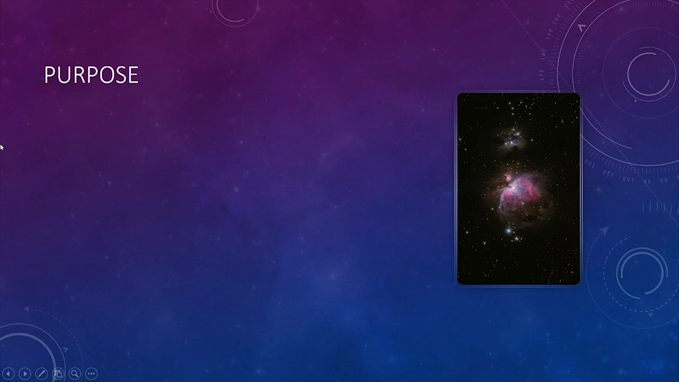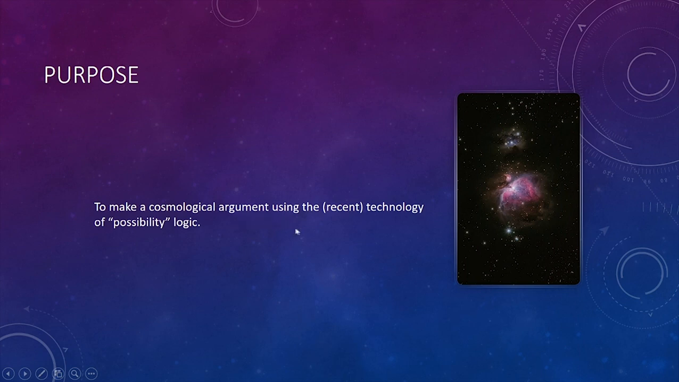So the purpose of these arguments, these are modal cosmological arguments, is to make a cosmological argument using the recent technology of possibility logic. When I say the recent technology, I'm talking about developments in our understanding about logic based on getting very clear definitions of possibility and necessity that characterize certain axioms, and then deducing theorems from those axioms. This is a field called modal logic. Arguments built using modal logic are modal arguments. A cosmological argument using modal logic is a modal cosmological argument.